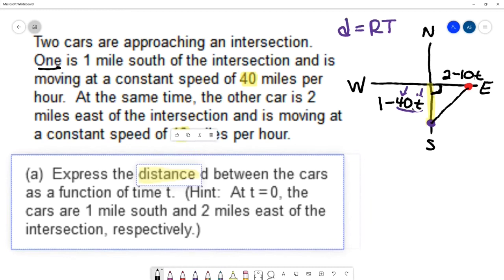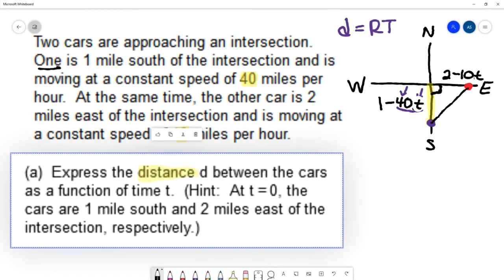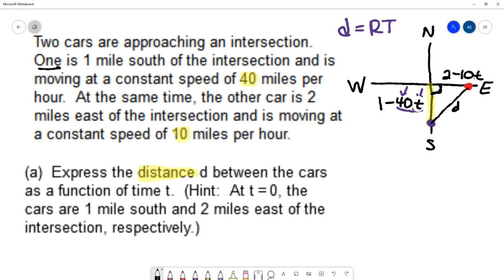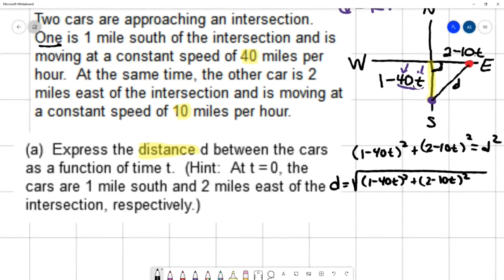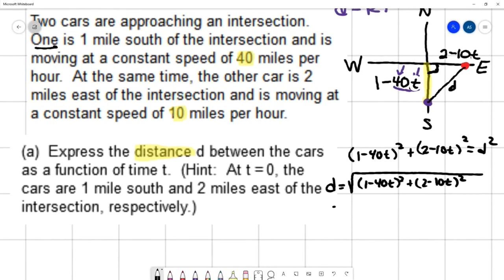And the Pythagorean Theorem tells me that this distance can be found by doing (1 minus 40t) squared plus (2 minus 10t) squared equals that distance squared. And if I square root both sides, I get the formula: the square root of (1 minus 40t) squared plus (2 minus 10t) squared. I'm going to do a little bit of simplifying on this formula.